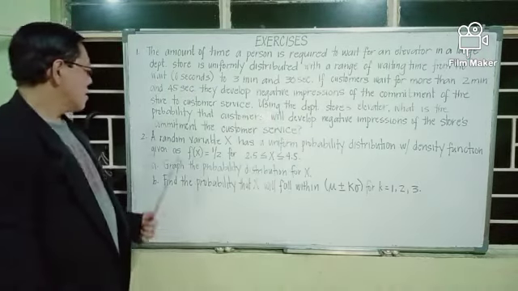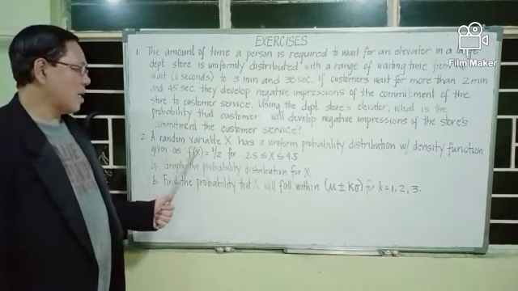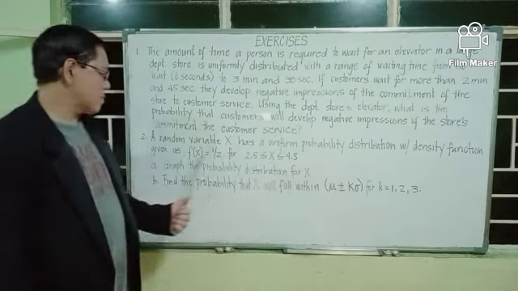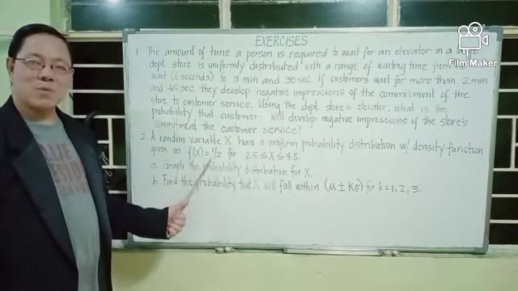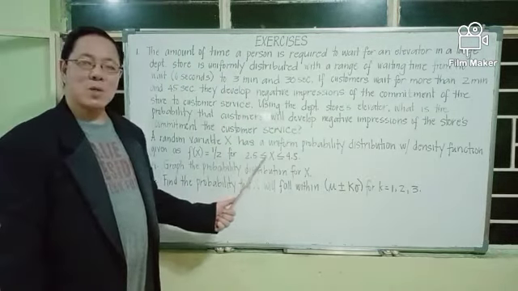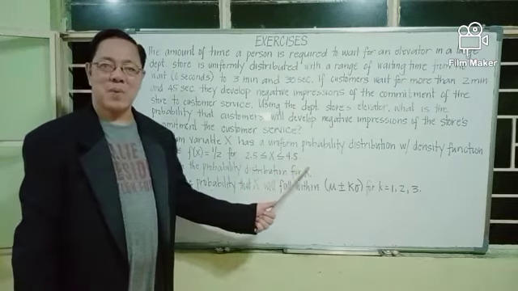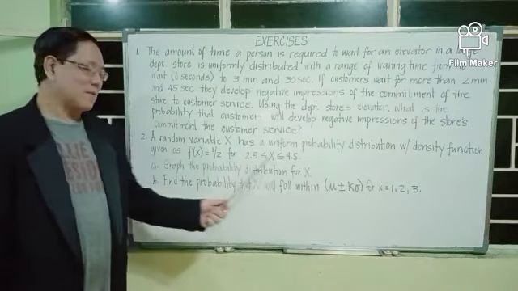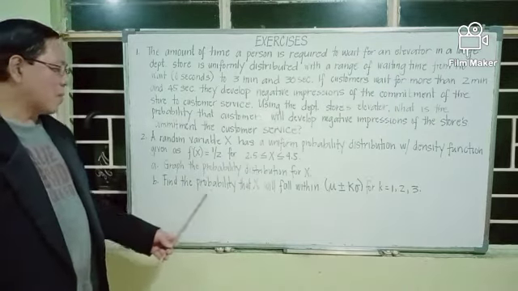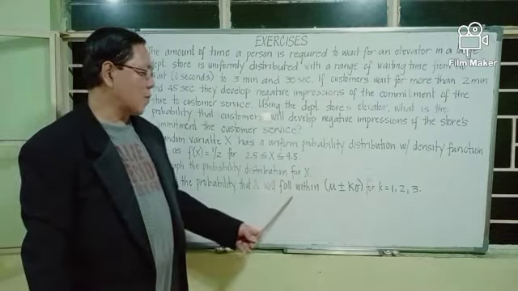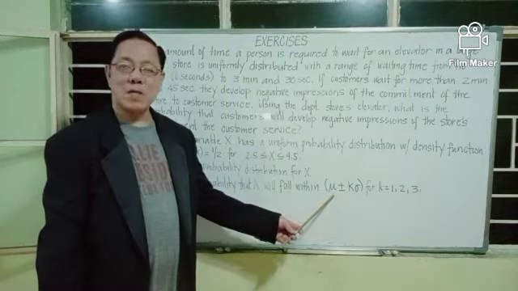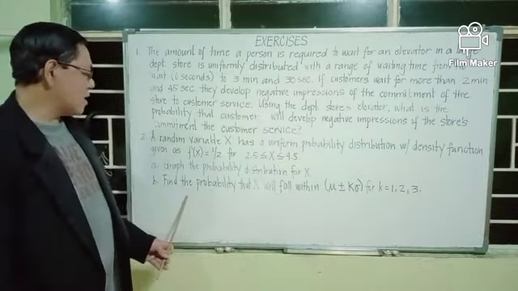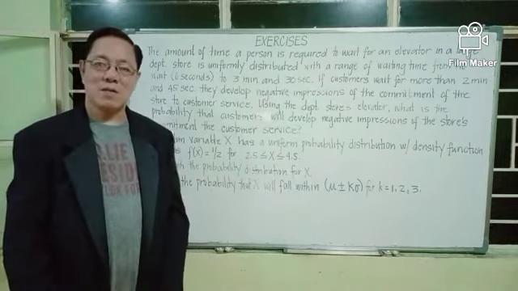Number 2: a random variable X has a uniform probability distribution with density function given as f of x equals 1 half for x between 2.5 and 4.5. Letter A, graph the probability distribution of X. And B, find the probability that X will fall within the interval mu plus or minus k sigma for k equals 1, 2, 3. In letter B, you should have 3 answers.